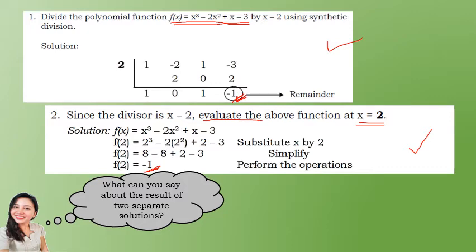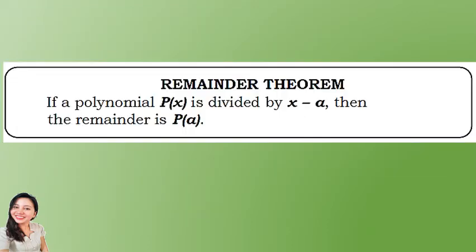And this leads us to the remainder theorem. The remainder theorem states that if a polynomial p of x is divided by x minus a, then the remainder is p of a. So if my polynomial is divided by x minus a, my remainder is the same as evaluating it at a, like in my example earlier. I will have more examples so you can understand the remainder theorem better.